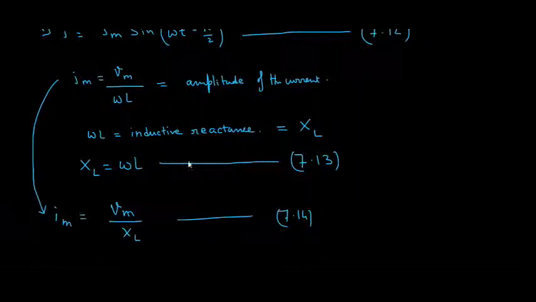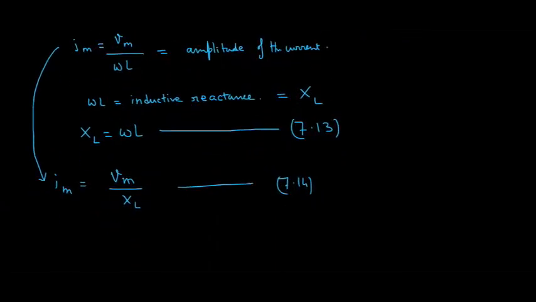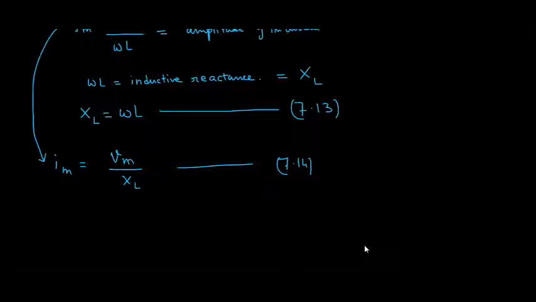Im is equal to Vm by L omega, which is the amplitude of the current. Omega L is also called inductive resistance, which can be written as XL. So XL is equal to omega L. Therefore, Im can be written as Vm upon XL, which is equation number 7.14 in your book. Now let us see the book.